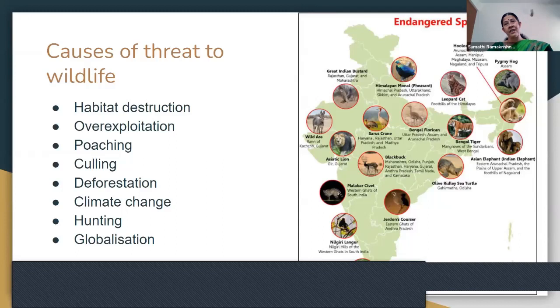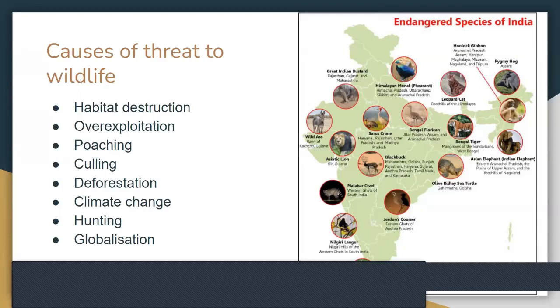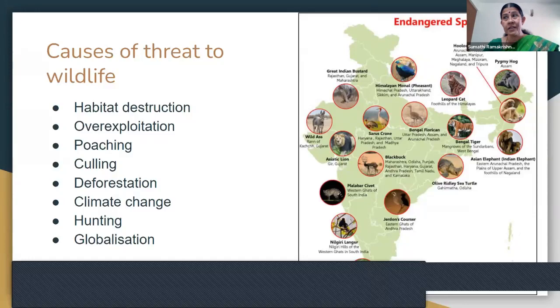Then over-exploitation. How will you talk about this over-exploitation? The continuous usage. We kill quickly. We don't give enough time for it to reproduce and keep the cycle continuous. So over-exploitation is the harvesting of animals at a faster rate than the species' ability to recover. So that is also a reason for the threat. Then poaching. Hunters. Illegal trading. That is the main reason. So many animals are endangered.